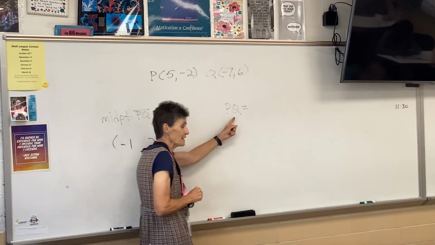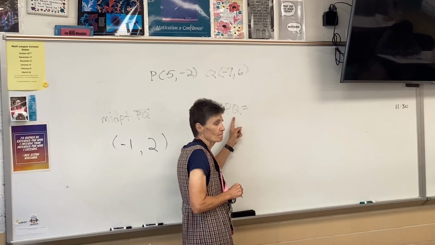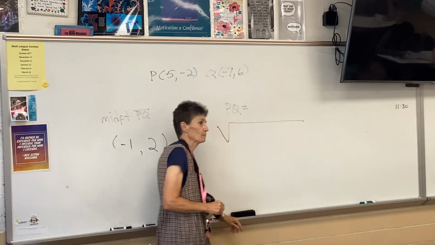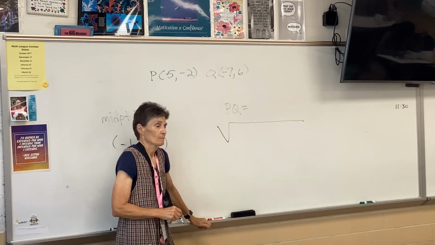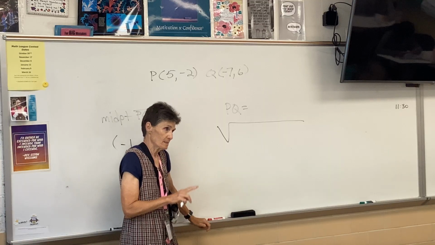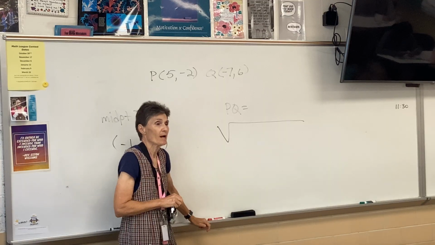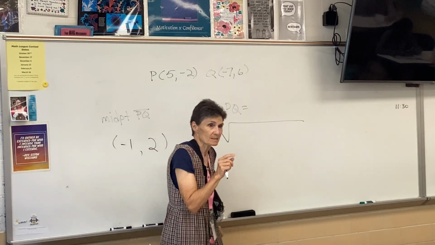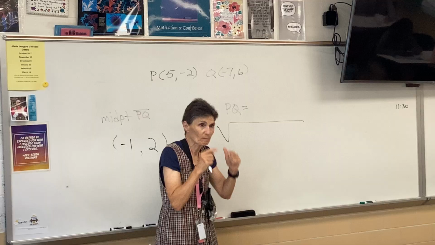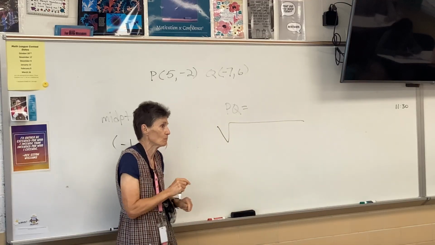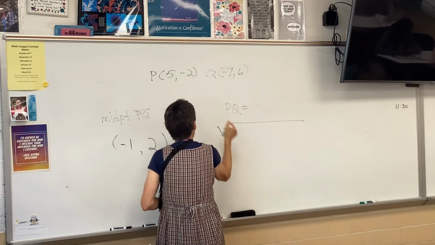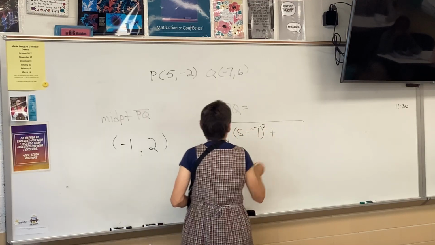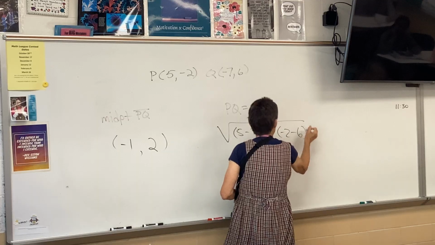What does this mean? What's happening here? Distance. That's distance, and distance is the big radical. Now we still do our x's. Our x's are still together, but this time we subtract them. Distance is a difference. That helps me remember it, DD. So I'm going to do 5 minus negative 7, and I'm going to do negative 2 minus 6.